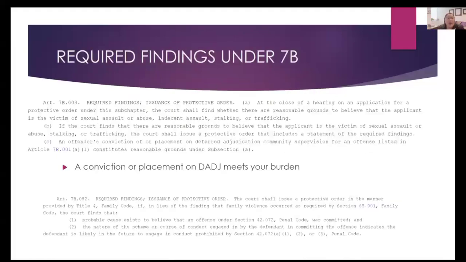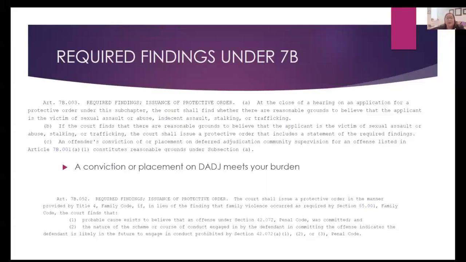So make sure of the required findings under Chapter 7B. At the close of a hearing under this subchapter, the court shall find whether there are reasonable good grounds to believe that the applicant is a victim of these offenses. And if the court believes it, then the court shall issue the protective order that includes a statement of the required findings.